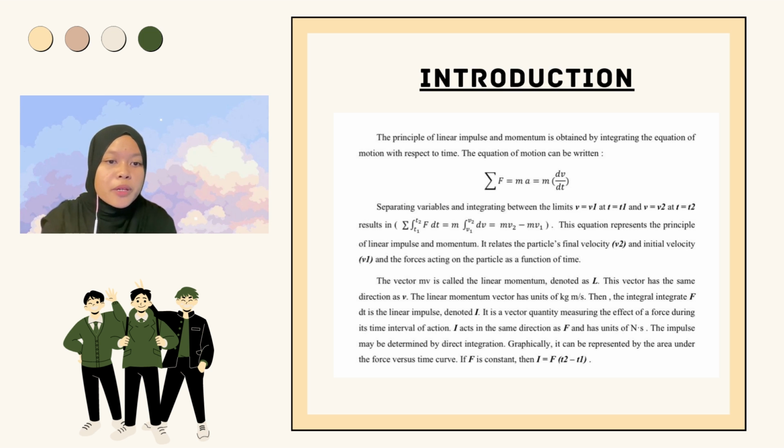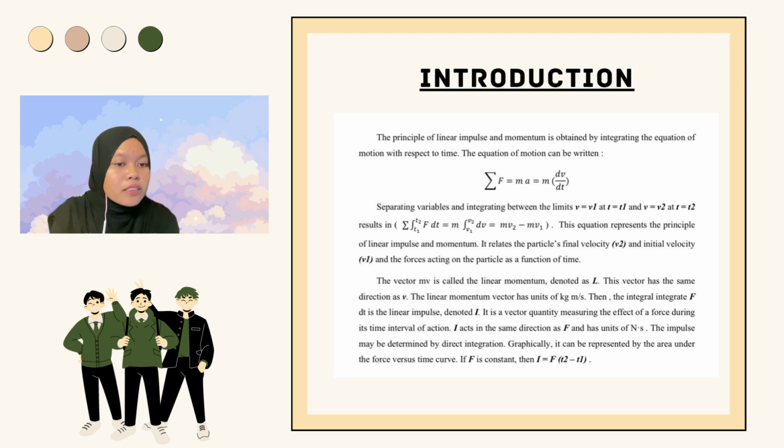It relates the particle final velocity v2 and initial velocity v1 and the force acting on the particle as a function of time. The vector mv is called the linear momentum, denoted as L. This vector has the same direction as v. The linear momentum vector has unit of kg meter per second. Then the integral of F dt is the linear impulse, denoted I. This vector quantity measures the effects of a force during its time interval of action. I acts in the same direction as F and has unit of N·s.